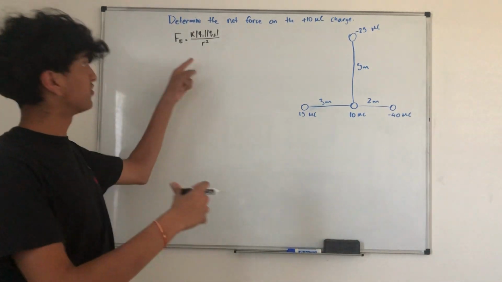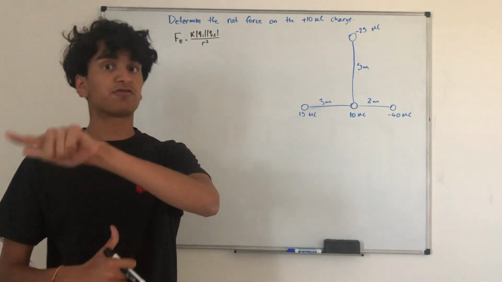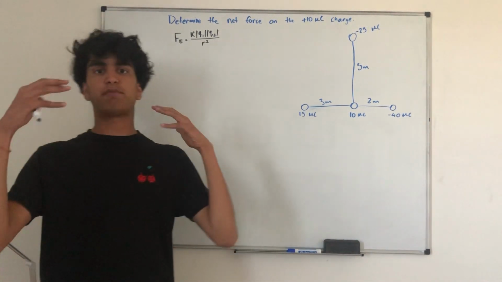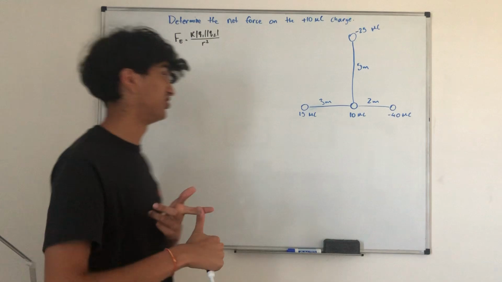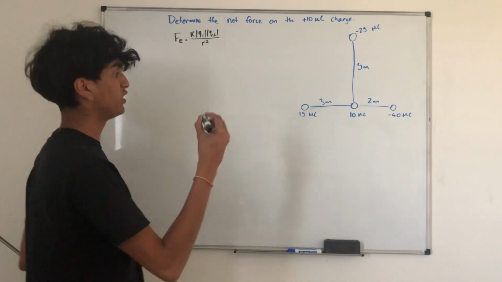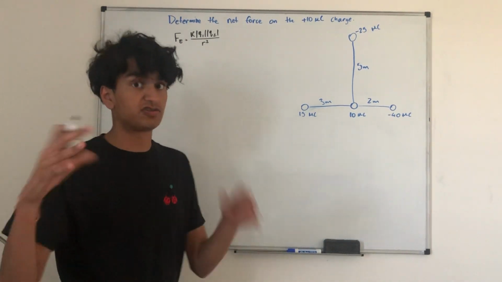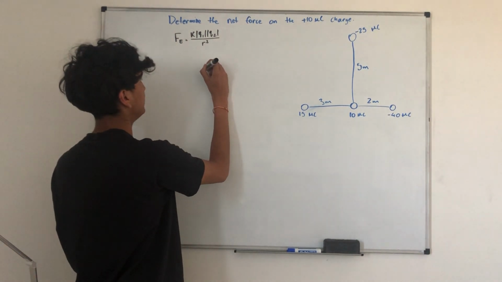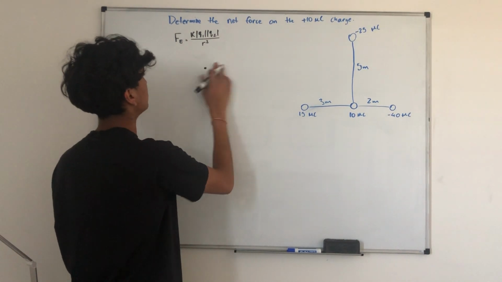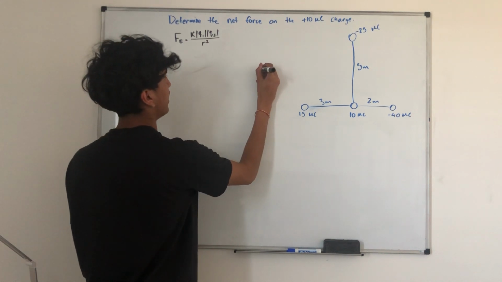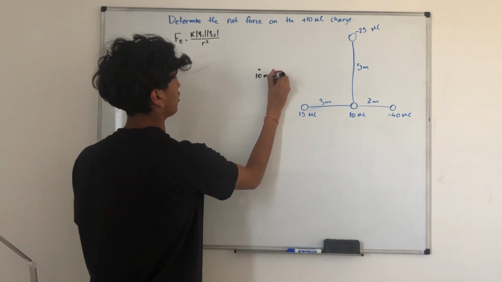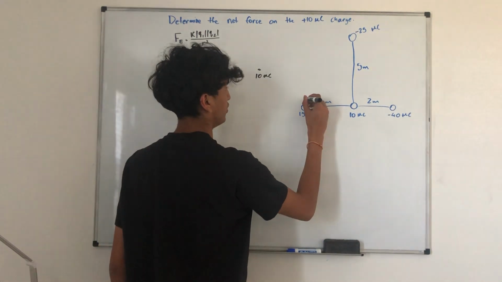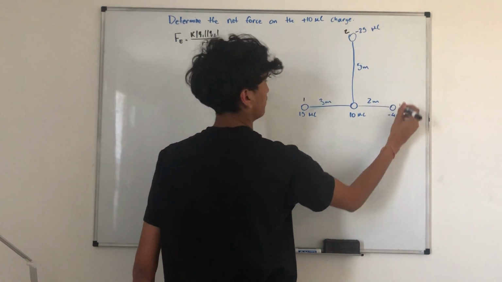Net force is a vector. That's asking for magnitude and direction. It doesn't say determine the magnitude, it's just saying determine the net force. That means both magnitude and direction. So first of all, to understand the problem, we have to draw an FBD of the 10 microcoulomb charge. I'm also going to label these charges 1, 2, and 3.